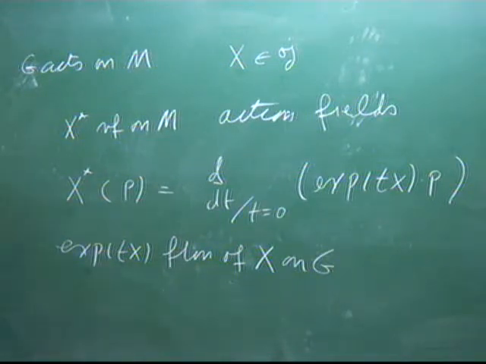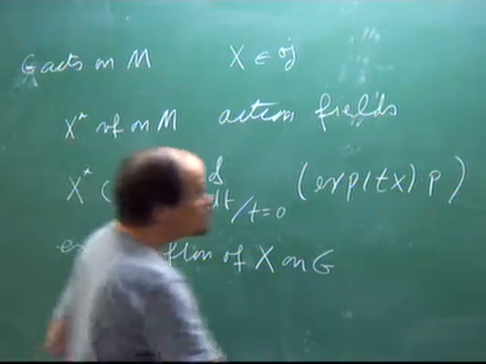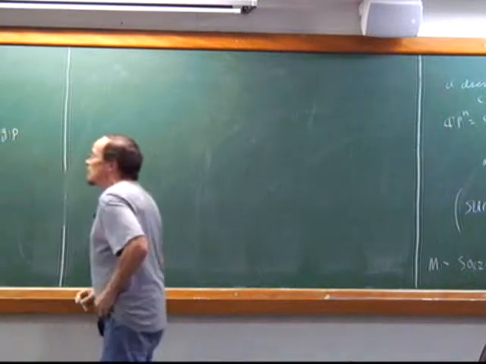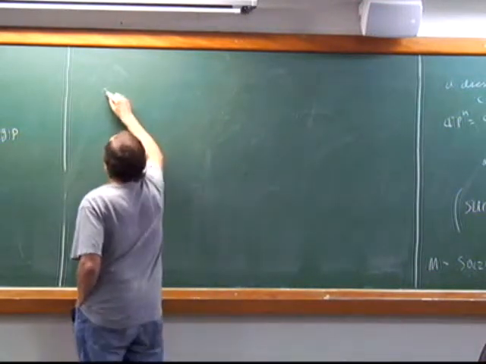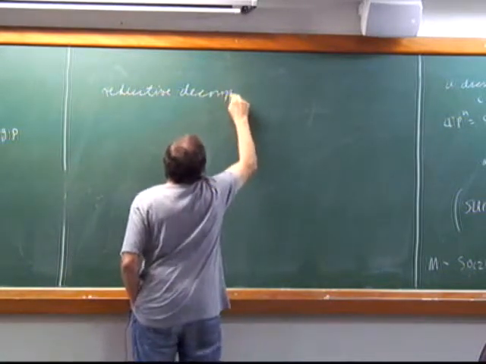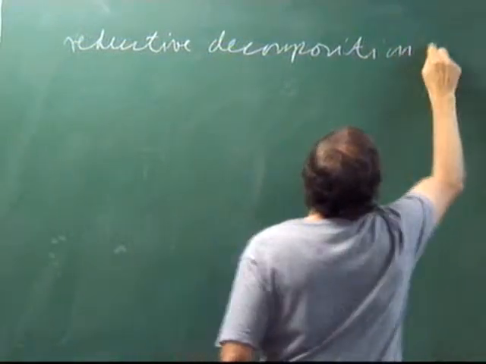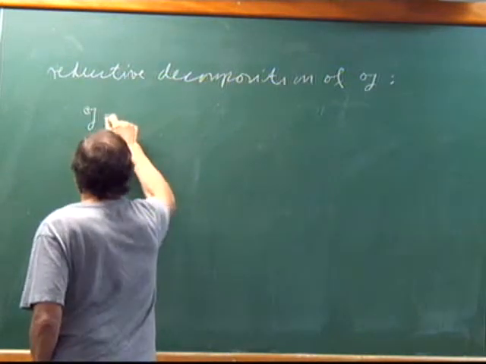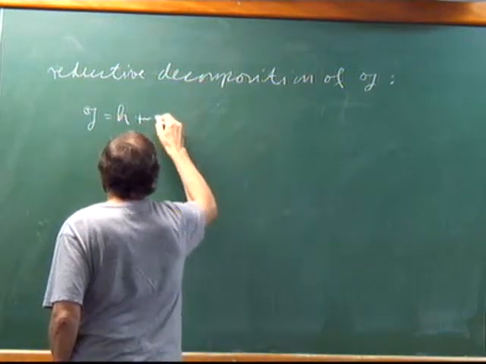I can now use this to identify, well, maybe not yet. But we want to compute this. This is our goal. For this, it's convenient to look at the following thing that's called a reductive decomposition of 𝔤. So something of the form 𝔤 is equal to 𝔥 plus some complement, I want to call 𝔭.